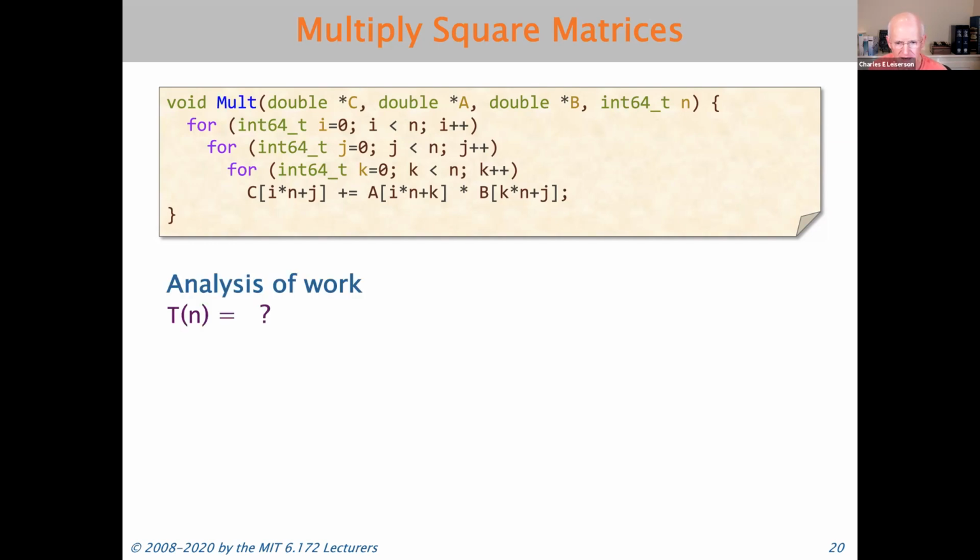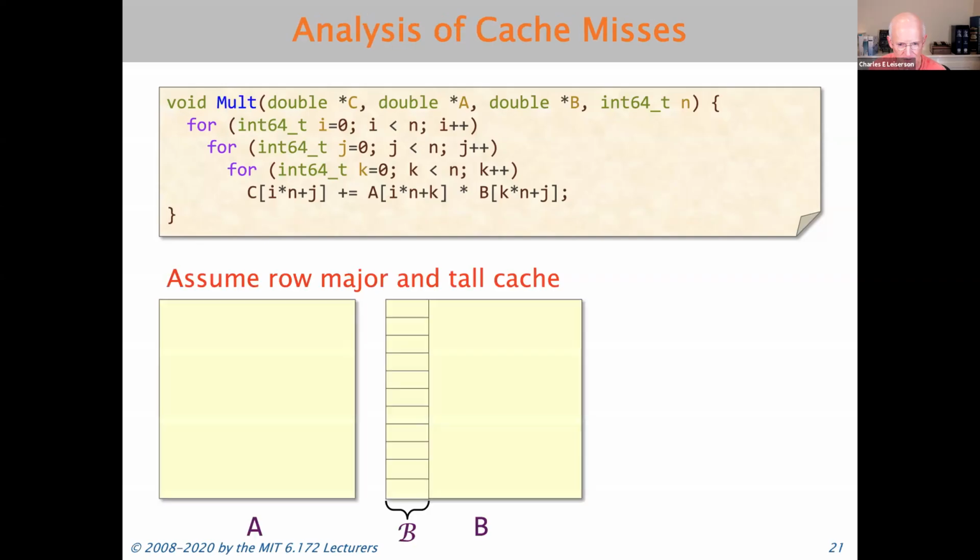Okay, so let's analyze the work. Yeah, let's analyze the work, n cubed, we know that. Okay, so the matrix is stored in row major order, and let's now analyze the cache misses, okay? And assume we have a tall cache. So how many cache misses do we incur? Well, it all depends upon how n compares to the cache parameters, okay? So we're going to look at 3 cases.